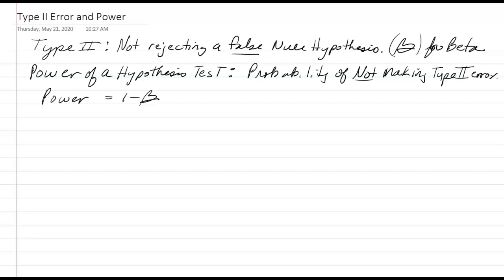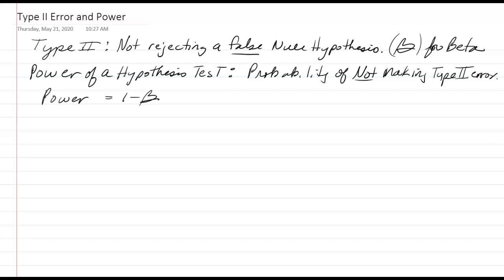In this video, we're going to discuss the type 2 error and power of a hypothesis test. If you recall from the beginning of this chapter, your type 2 error is basically the probability of not rejecting a false null hypothesis. We call it beta. We have the Greek letter for beta, which kind of looks like a fancy capital B. And then the power of a hypothesis test, which is a new term, is the probability of not making a type 2 error. So your power is essentially equal to 1 minus your beta.